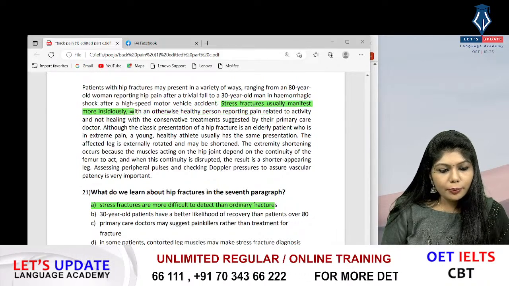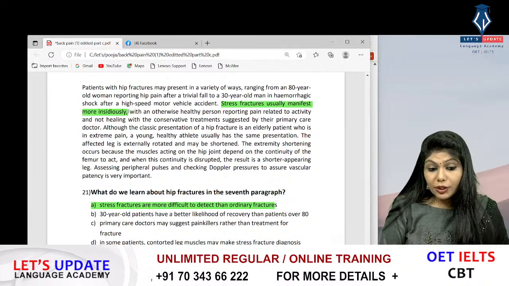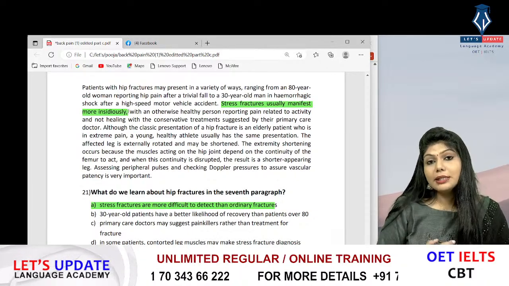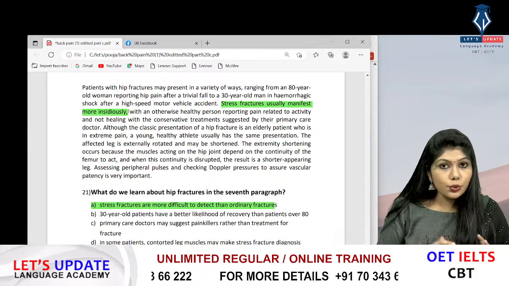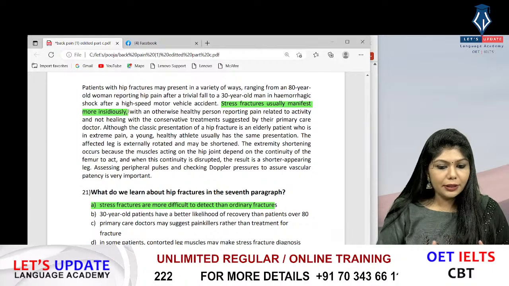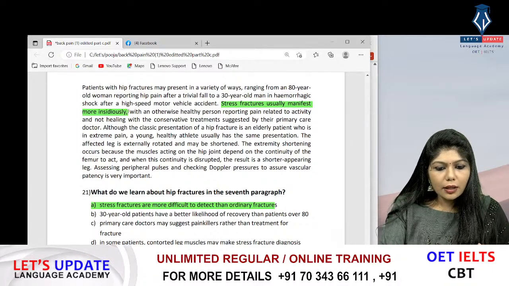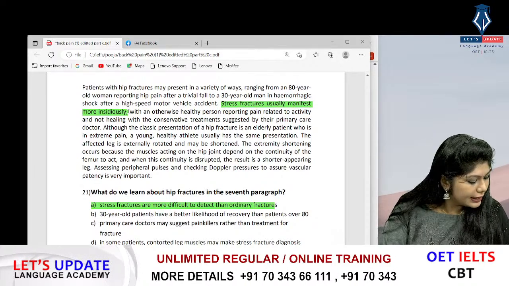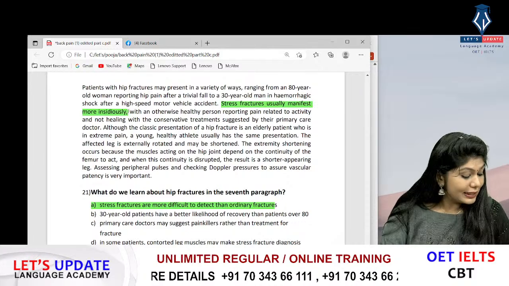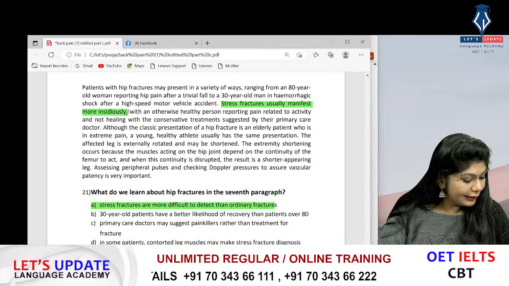Okay. So, what do you mean by insidious? Okay. What do you mean by manifest? Manifest means to make evident. Okay. So, that means stress fractures usually appear or make evident, that is manifest more insidiously. What do you mean by insidiously? Insidiously means that is gradually or secretly.